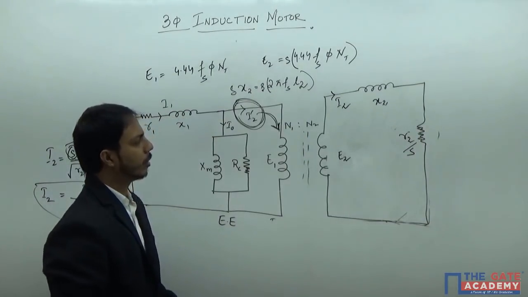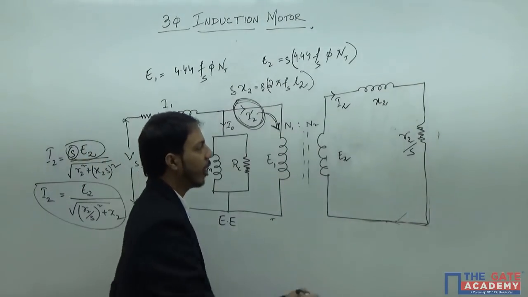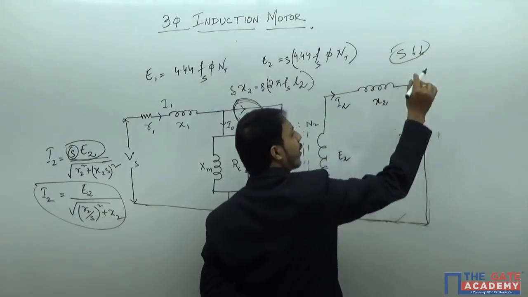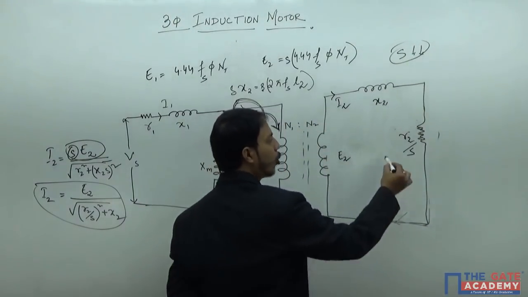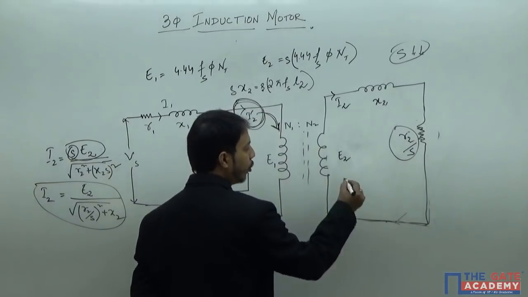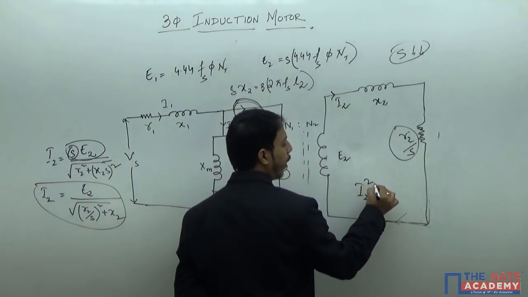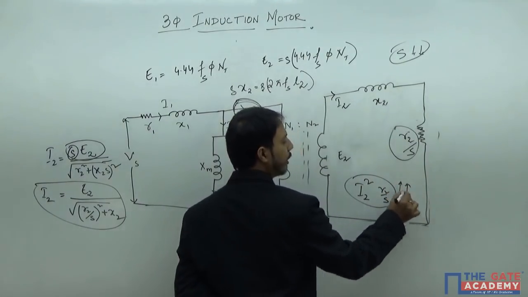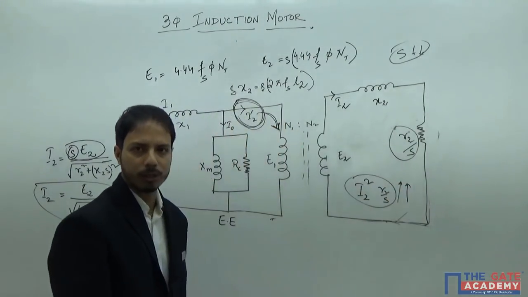The moment I do this, now the S value is very small. S value will be smaller at rated load. So you see R2 by S will be very, very big, and you see I2 square R2 by S will be big. So this is not only the ohmic loss.